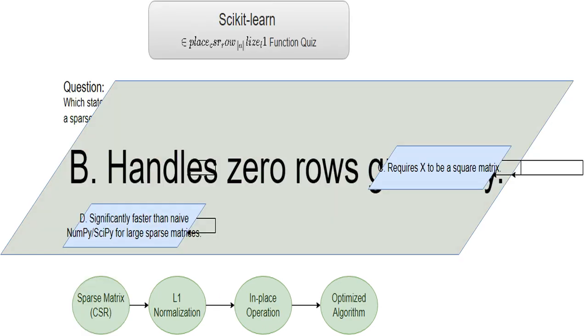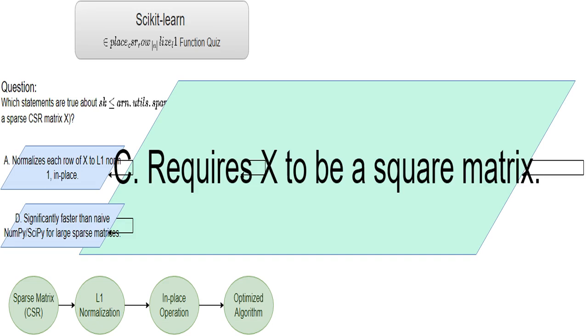Statement B claims that the function appropriately handles rows containing only zeros. This requires checking the function's behavior in the official documentation. Zero rows present a special case that needs to be explicitly managed to avoid potential errors. Statement C asserts that the input matrix "X" must have an equal number of rows and columns, be square. Row normalization is independent of the number of columns, therefore, this statement is false.